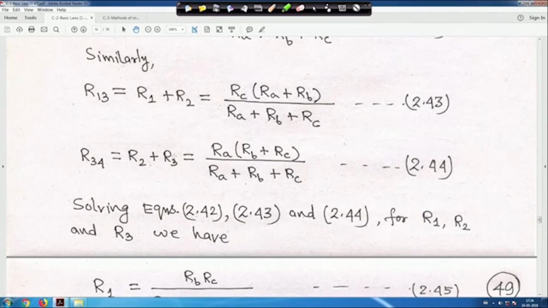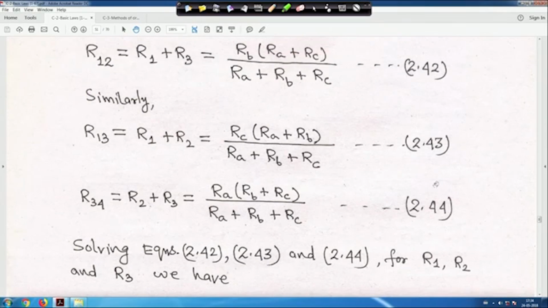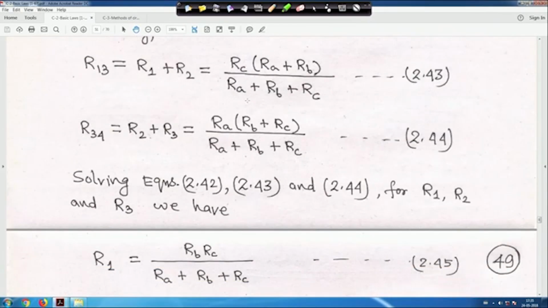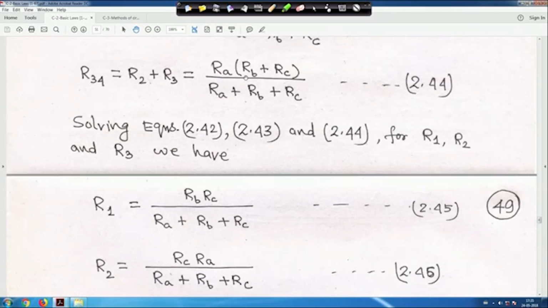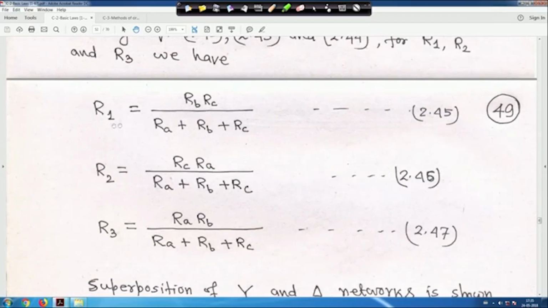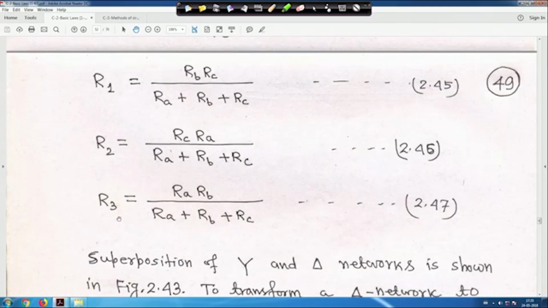So if you look into equations 42, 43 and 44, that is 3 unknowns and 3 equations, you have to solve it. I am writing the solution directly, but you can try to solve on your own if you want. But there is no need, actually; it is a technique I told you, you can keep it in your memory. So solving 42, 43 and 44 for R1, R2, R3, you will get R1 is equal to RB RC upon RA plus RB plus RC, R2 is RC RA by RA plus RB plus RC, and R3 is equal to RA RB by RA plus RB plus RC.